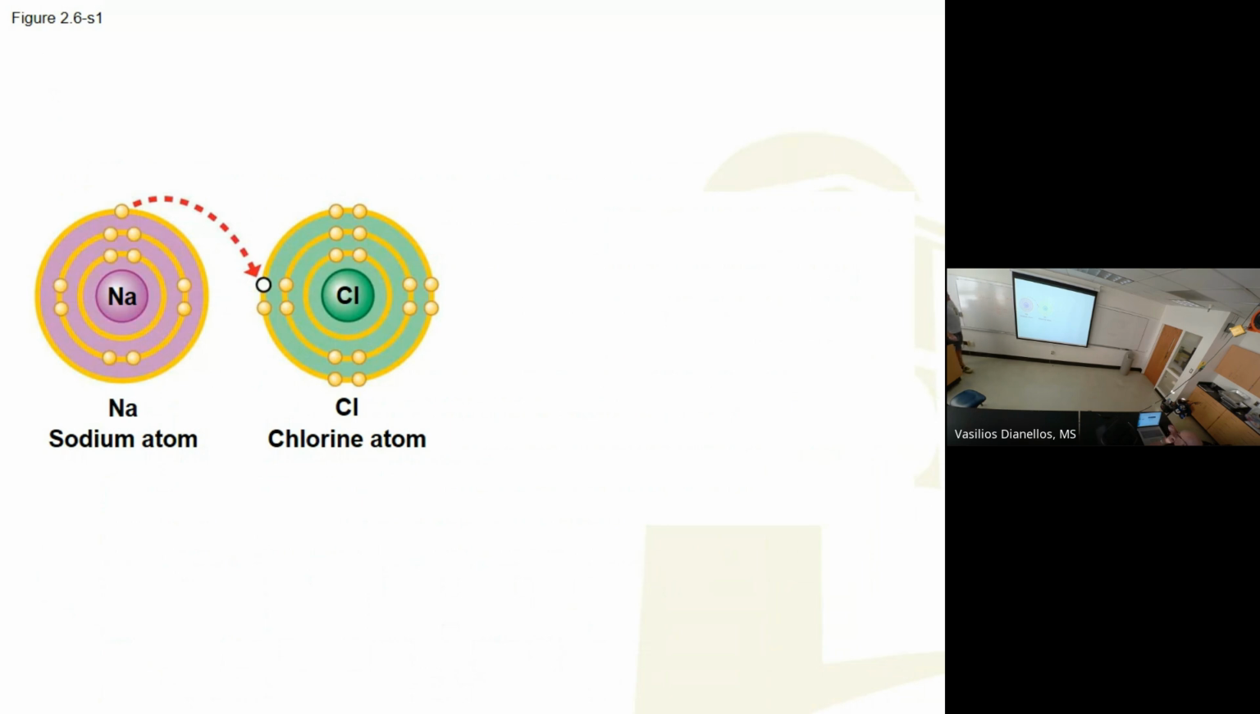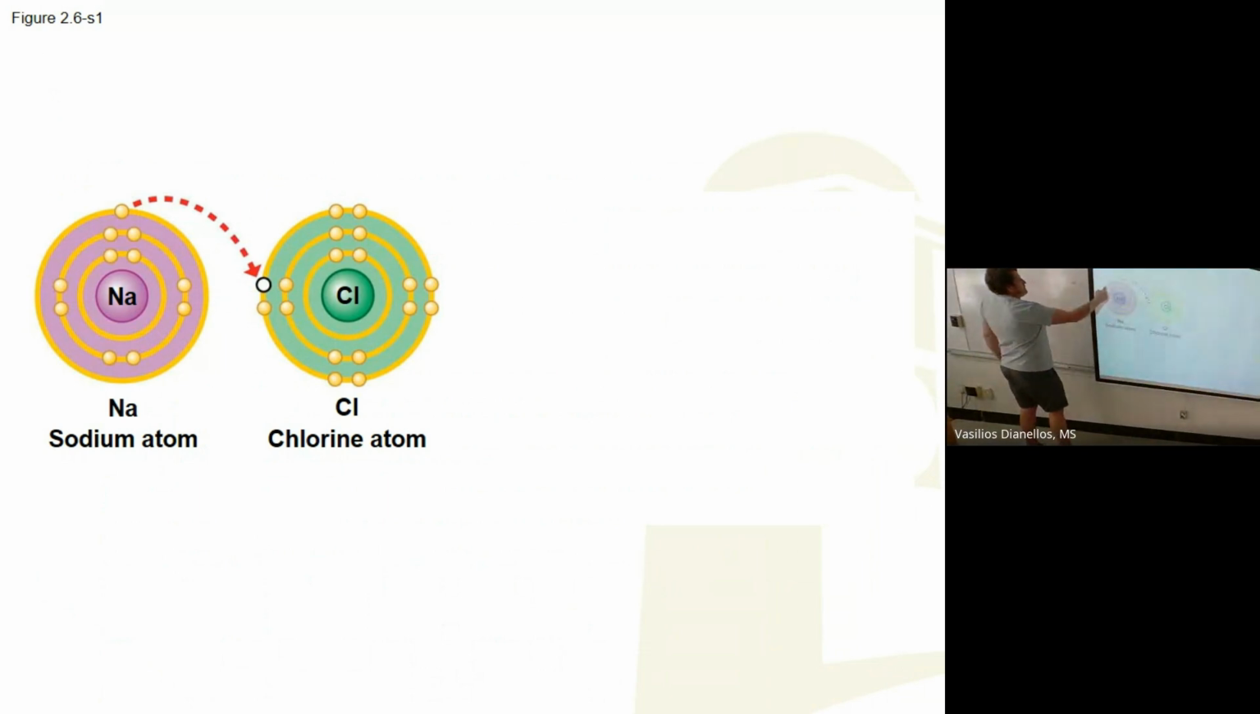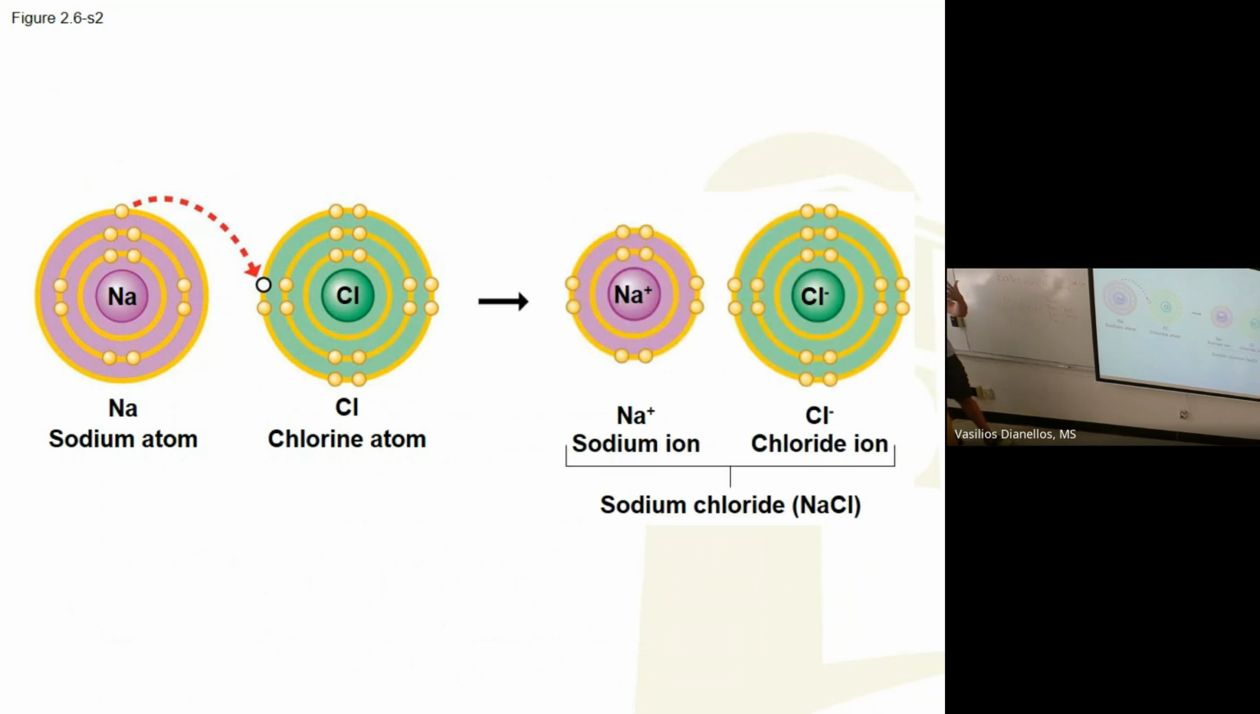Good. So this one has 1, 2, 3, 4, 5, 6, 7. As some of you guys have already said, it needs 8. So this one has 1 on its outermost, but it needs 7 more. This one has 7, but needs 1 more. So it'd be a lot easier for this sodium atom to just get rid of that 1 on the outermost ring, and then that's no longer its outermost ring. It's gone, right? So now its outermost ring is the next one. So it now has 2, 4, 6, 8. It has 8 electrons on its outermost ring.